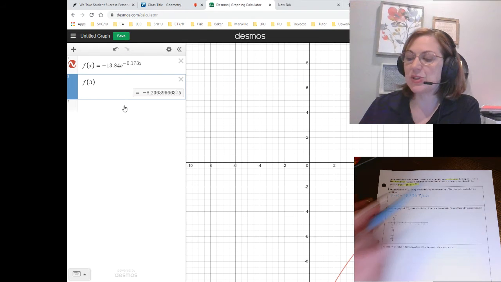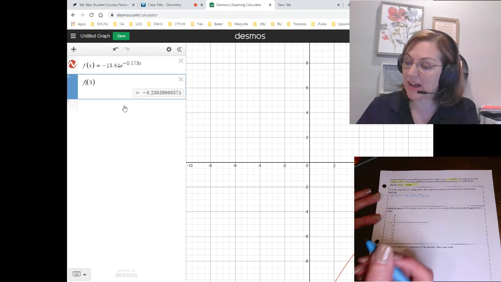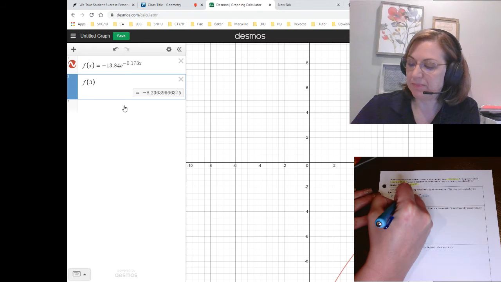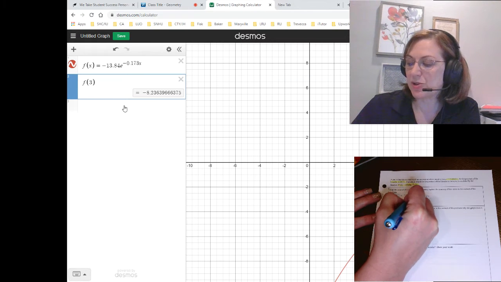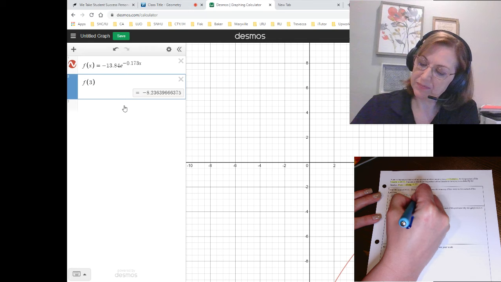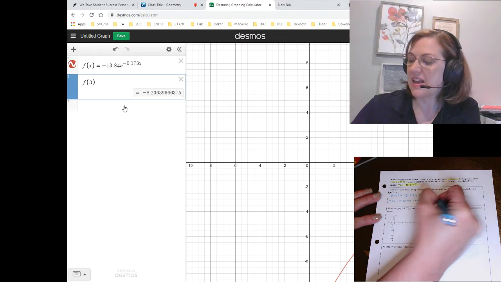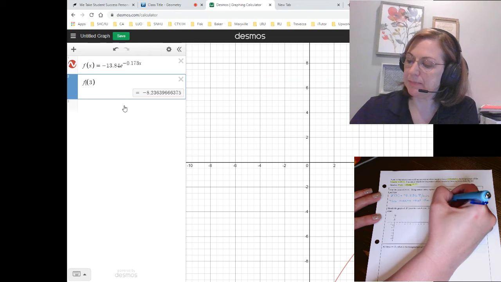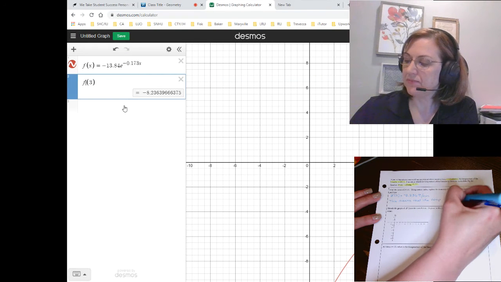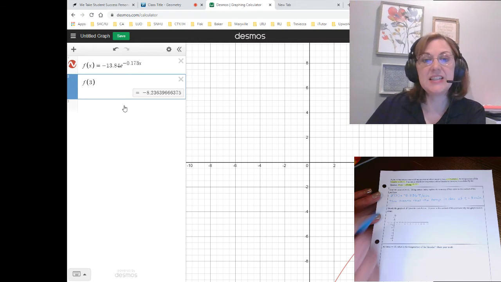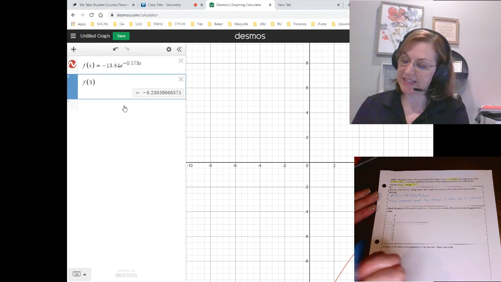And then we're asked to explain the meaning of this value in the context of the problem. And this means that the temperature is decreasing at 3 minutes. And it's decreasing because the derivative there is negative.